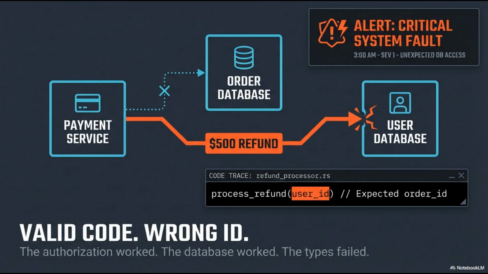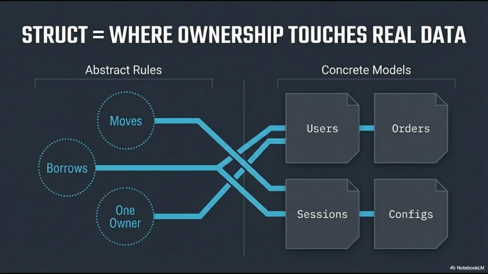You need containers for all of that state. And in Rust, that container is the struct. Ownership rules become useful the moment you put them on a struct. We need a way to tell the compiler exactly what a specific piece of data looks like, how much memory it requires, and how it behaves when it moves through the system. So let's establish that boundary.